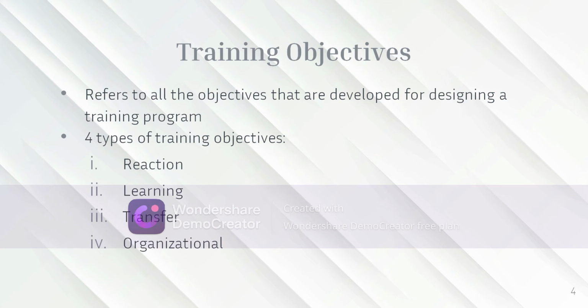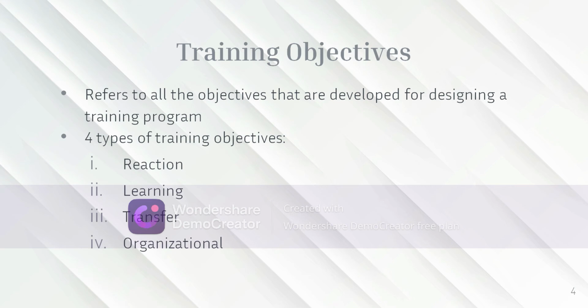The third one is transfer. Transfer of training objectives describes the changes in job behavior that are expected to occur as a result of transferring the knowledge, skills and attitudes gained in training to the trainee's job.